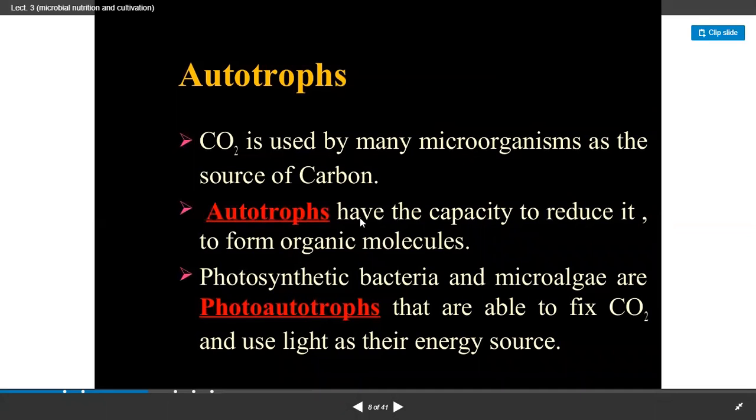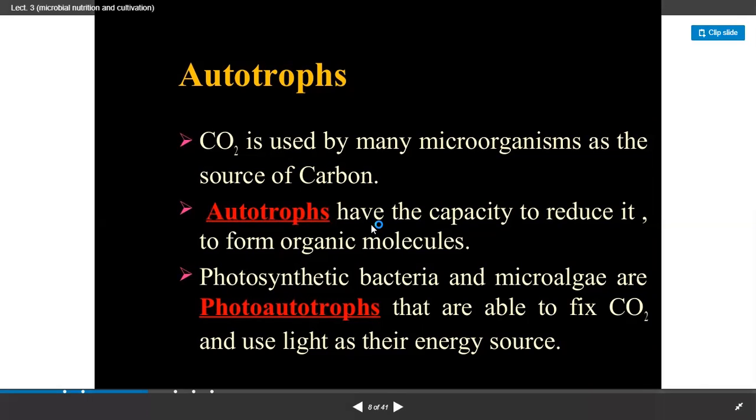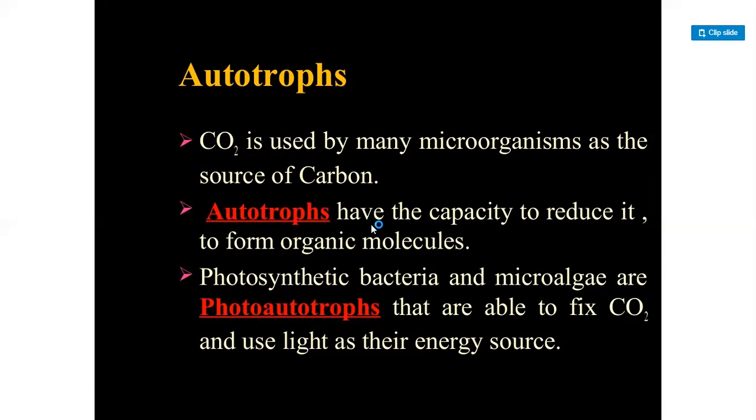So, what are the autotrophs? Autotrophs are the organisms which prepare their food themselves. Okay, means how do they produce their food? They have the capability to reduce compounds. For example, plants are autotrophs. Similarly, some of the microorganisms are also autotrophs.